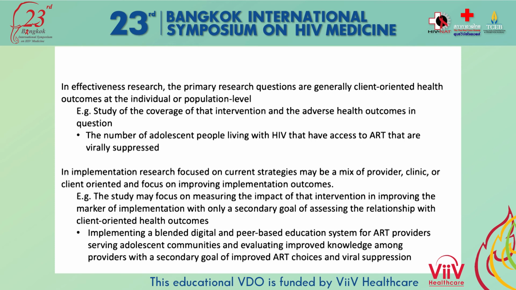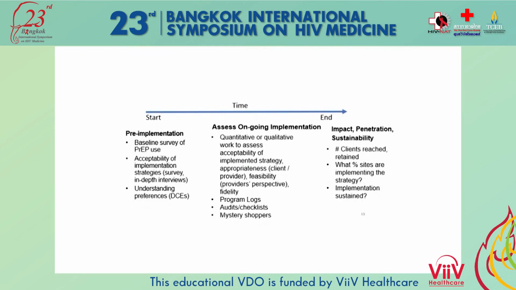So the one message to take away is that as you're getting very specific about using an implementation framework, you also want to make sure that your evaluation matches that. So just a couple things that you might consider as you're planning your implementation strategy. If you're thinking about PrEP use for adolescents, you might want to do a baseline survey of PrEP use using one of those frameworks to think about, what is the barrier? Do acceptability of different implementation strategies. You might do a discrete choice experiment to understand preferences from the perspective of providers or users. As you're ongoing, you could do quantitative and qualitative evaluation of actual strategies.